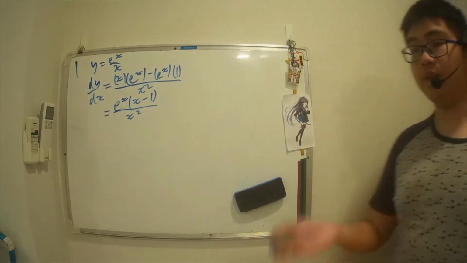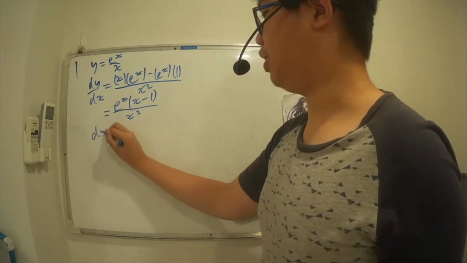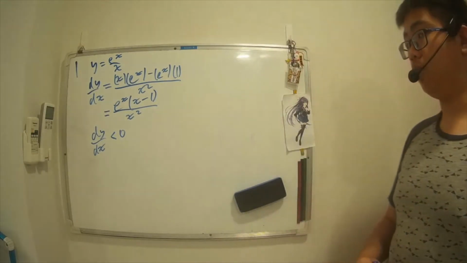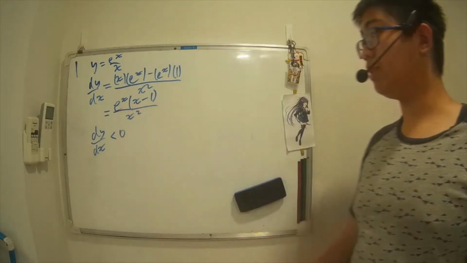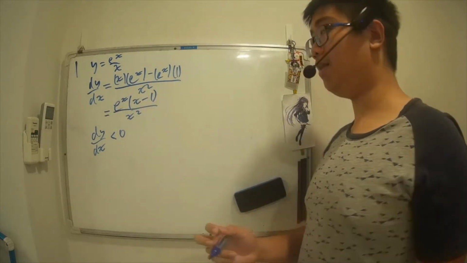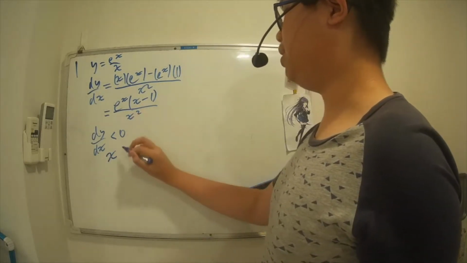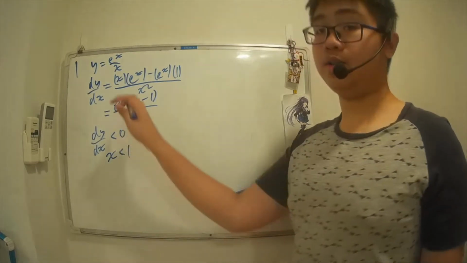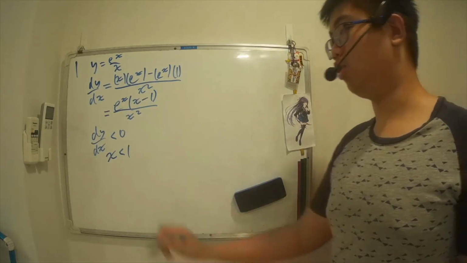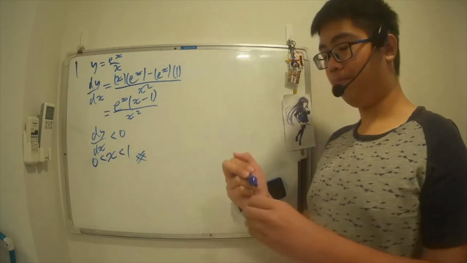So we want this to be less than 0. So if dy/dx is less than 0, this e to the x will definitely be positive, which means that the only way this can be negative is if x minus 1 is less than 0, right? So we must have x less than 1, correct? And then this will be negative. However, we are also given in the conditions that x must be more than 0. So therefore, we must put the 0 here. So that's quite simple, right?